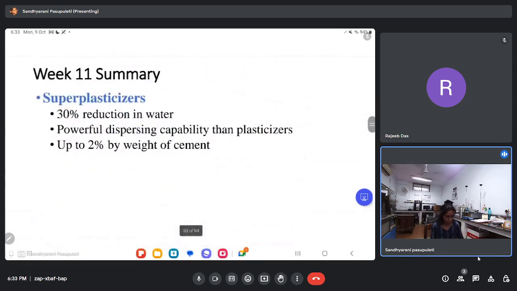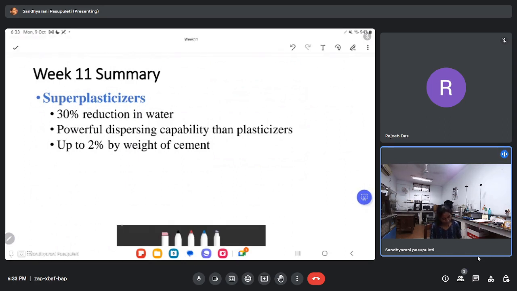Just like plasticizers, we have something called superplasticizers. As the name suggests, previously the maximum reduction in water was around 15%, whereas if you want to reduce the water content predominantly, like 30%, then we need to go for superplasticizers. These superplasticizers are powerful dispersing agents. Up to 2% by weight of cement can be used in production.